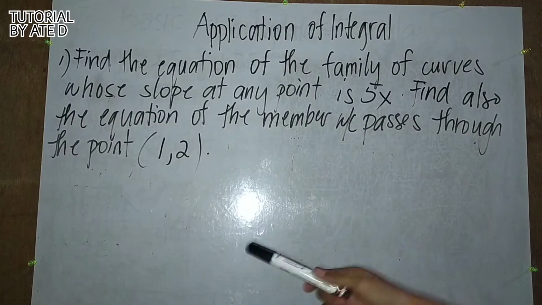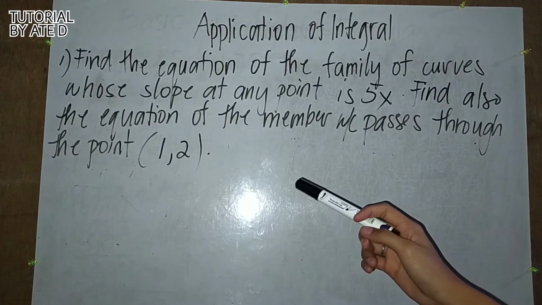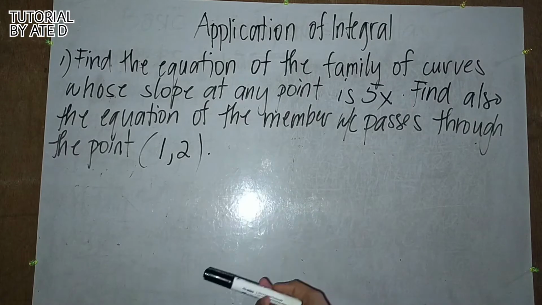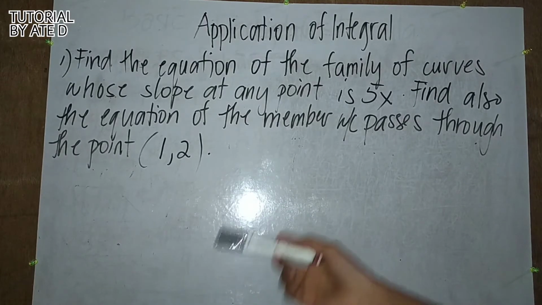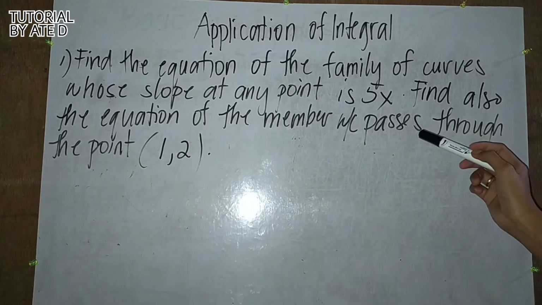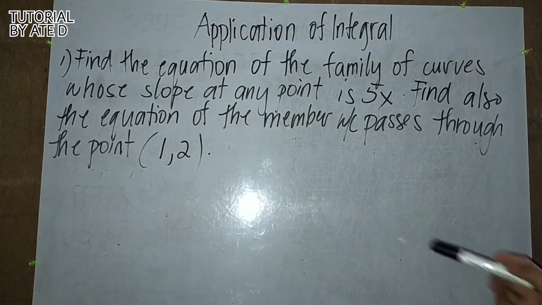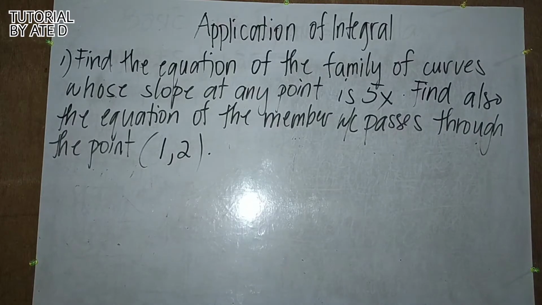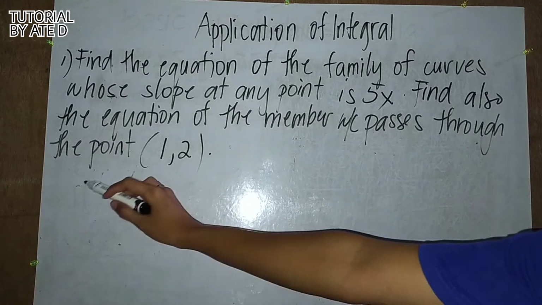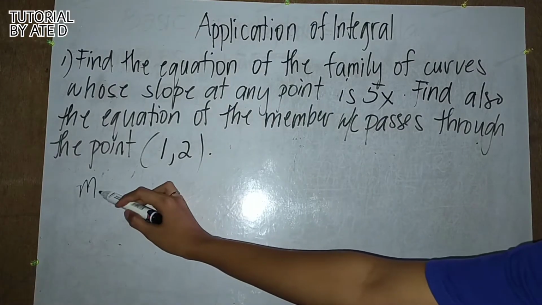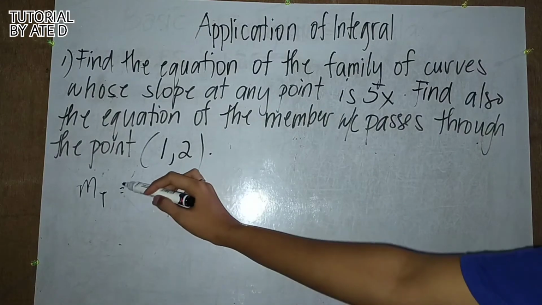So, let's have this problem para sa application of integral. Find the equation of the family of curves whose slope at any point is 5x. Find also the equation of the member which passes through the point (1, 2). So, the slope of the tangent is 5x.